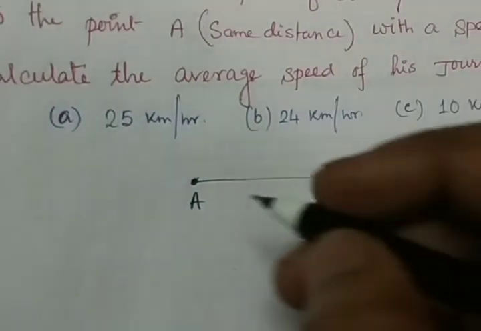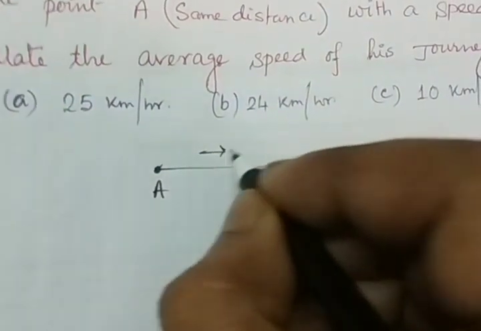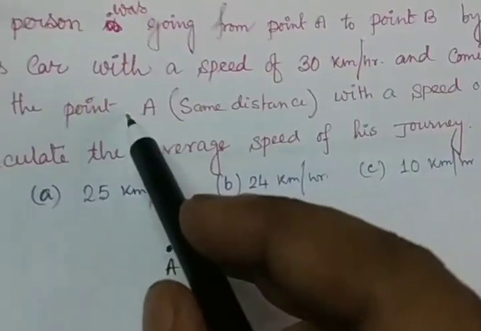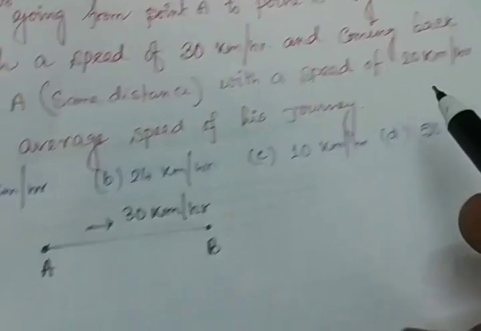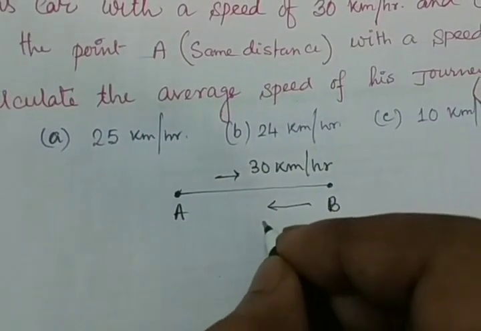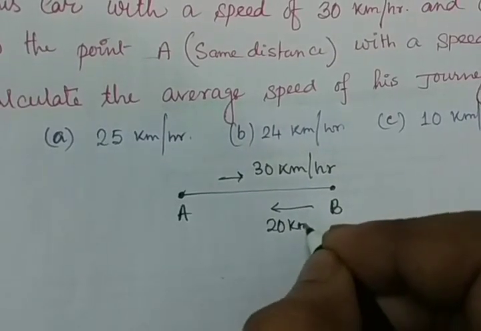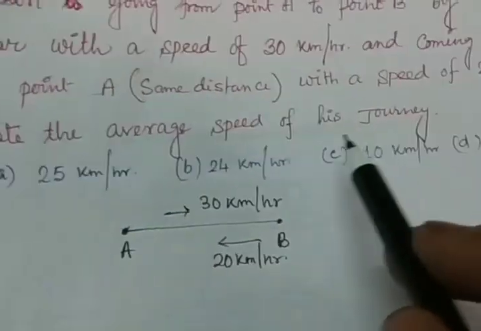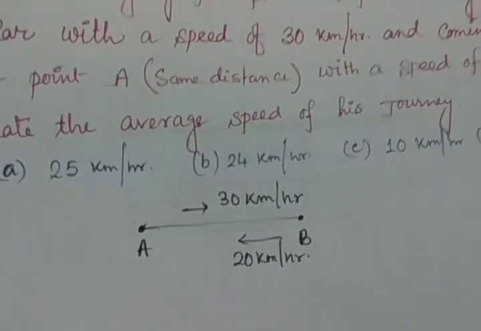So during his journey from point A to point B, the speed was 30 km per hour. And when coming back to point A, from point B to point A, the speed was 20 km per hour. Now you have to calculate the average speed of his journey. So what should be the answer?